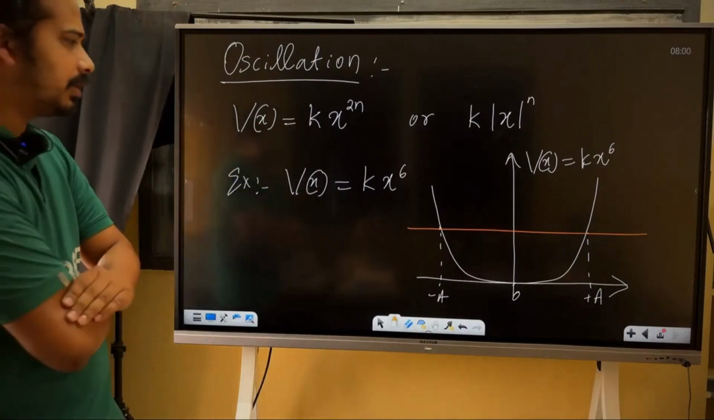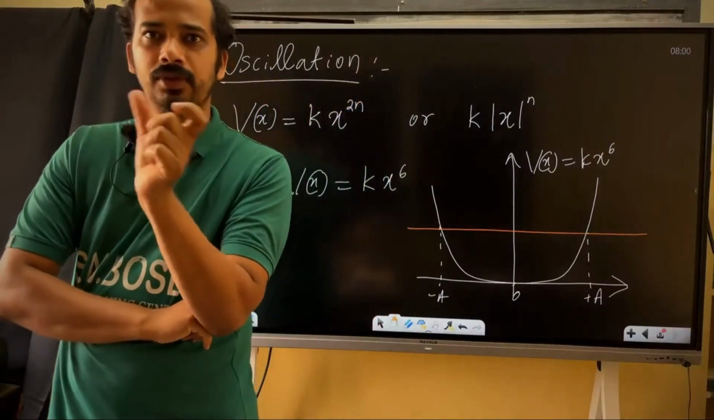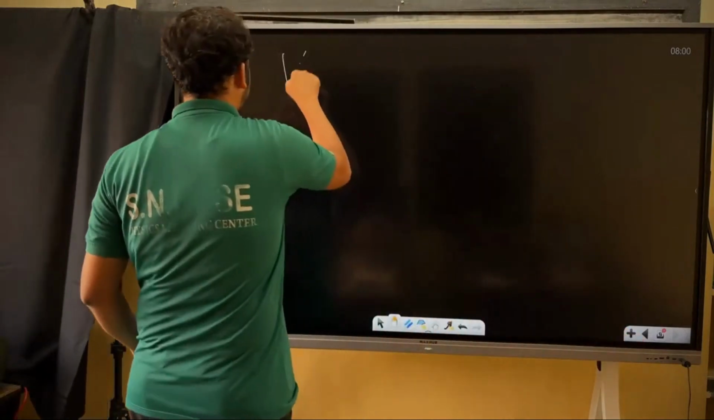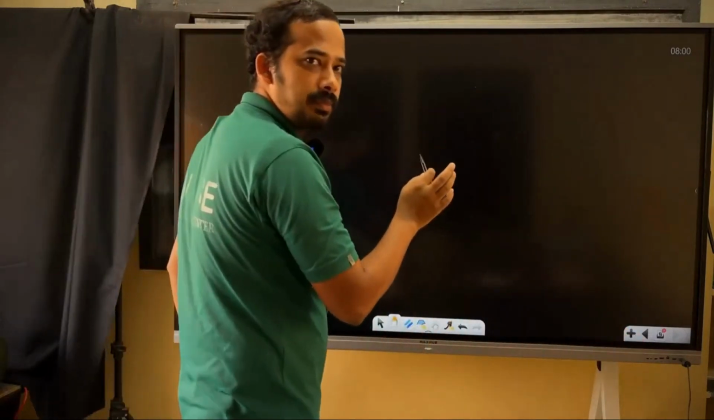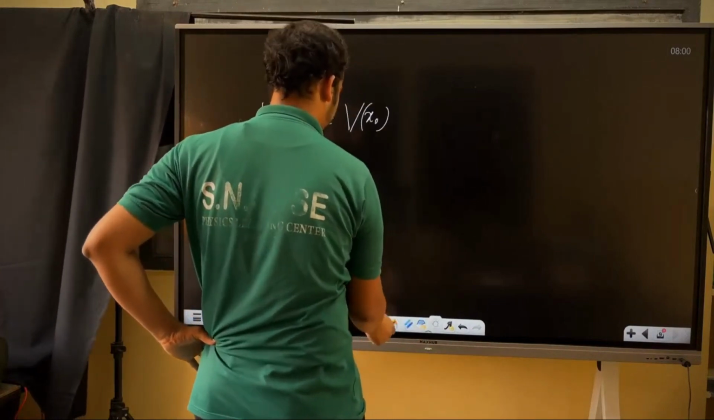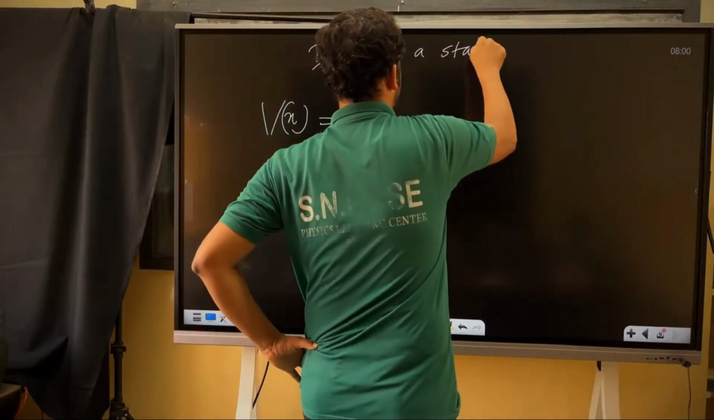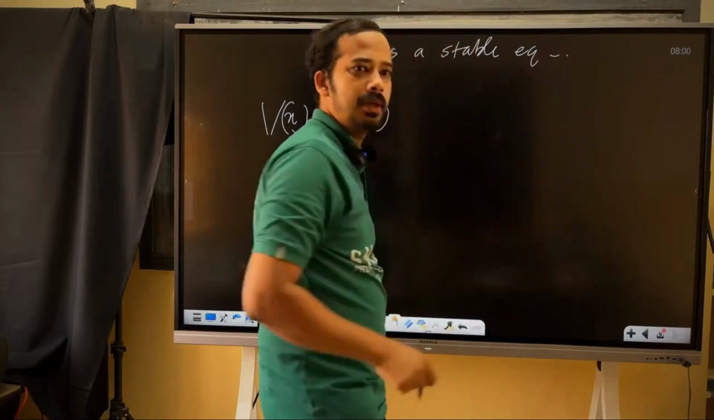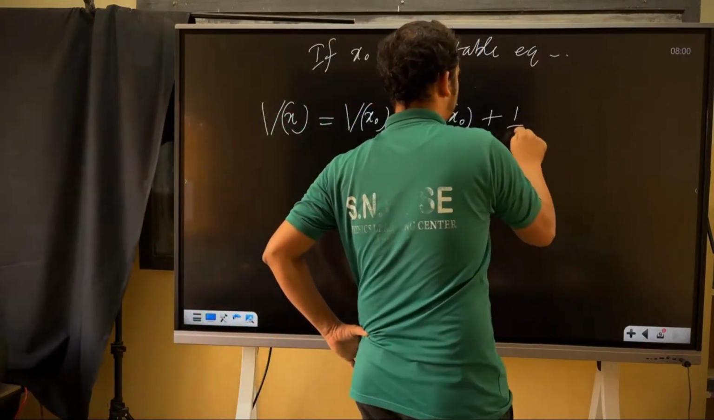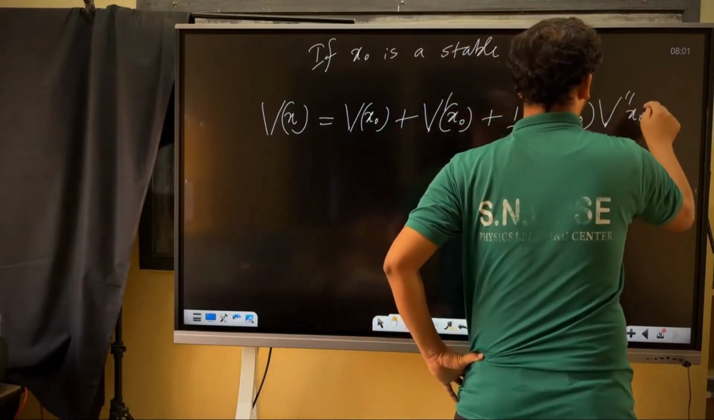As long as the amplitude is small, it is simple harmonic. We said it like this, isn't it? Any potential which has a minimum can be expanded about the stable equilibrium x naught, that is, the minimum of the potential. We did it like this: V of x naught, plus V dash of x naught times x minus x naught, plus 1 by 2 times x minus x naught squared into V double dash of x naught, and so on.